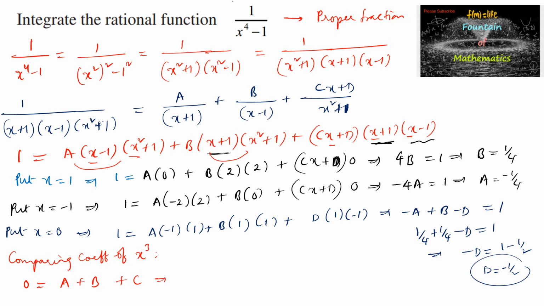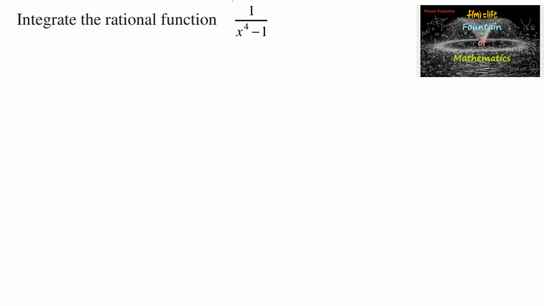Which implies a value is minus 1 by 4 and b value is plus 1 by 4 and plus c is equal to 0. So we are getting c is equal to 0. So we have values a is equal to minus 1 by 4, b is equal to plus 1 by 4, c is equal to 0, and d is equal to minus 1 by 2.